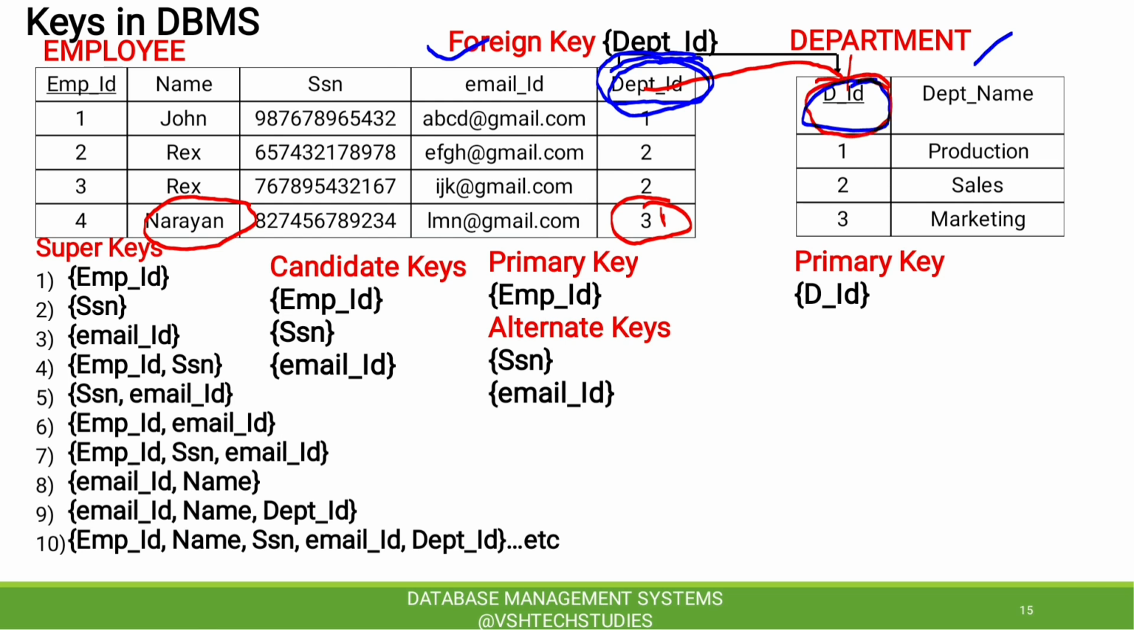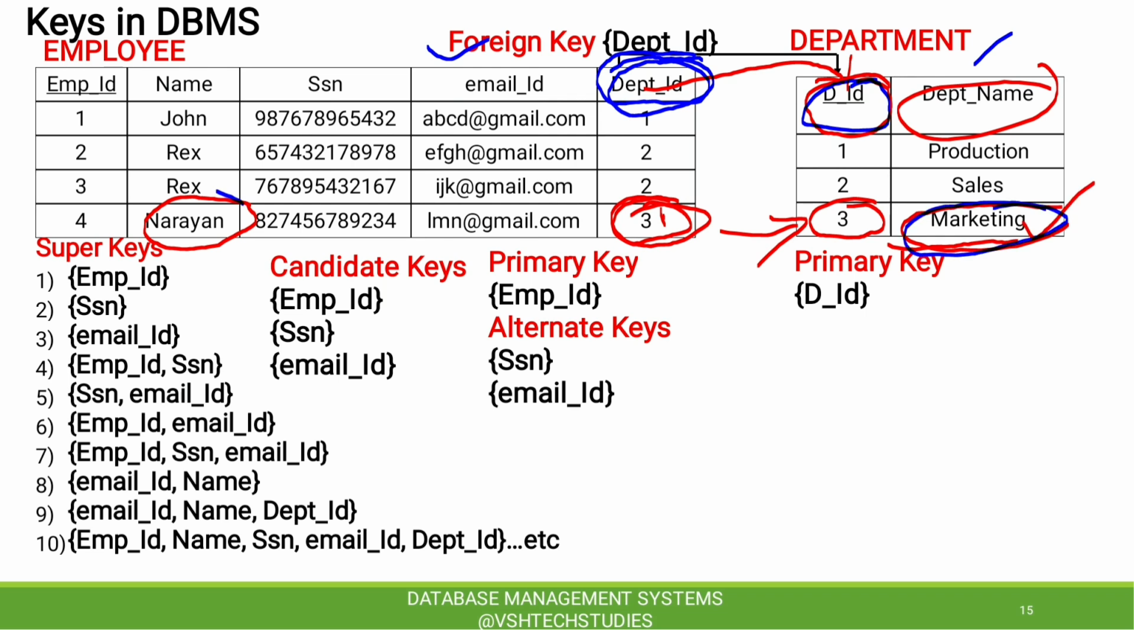So in that table where this foreign key value is equal to primary key value, that tuple is considered. In that tuple, what is the department name? That is marketing here. So marketing is the department name of employee Narayan. So this is how foreign key is used to link with another table.